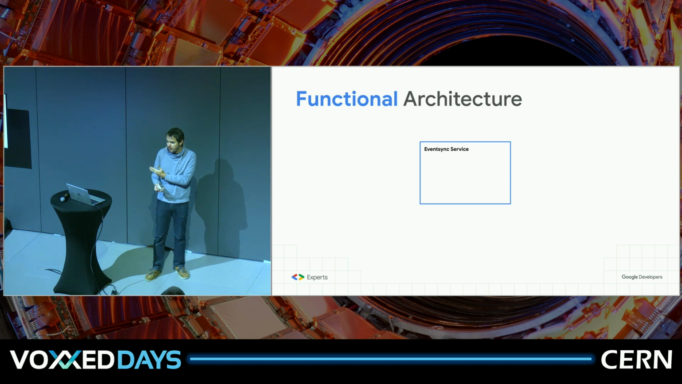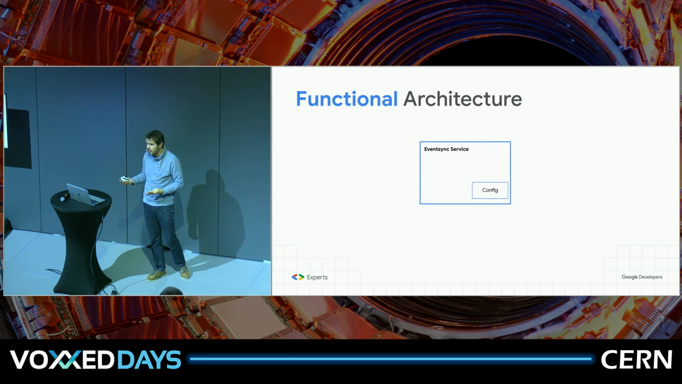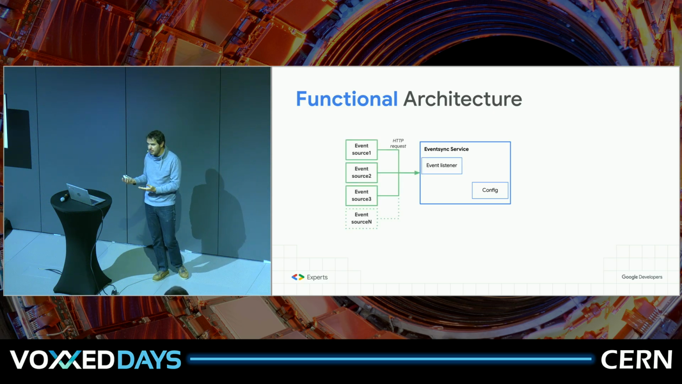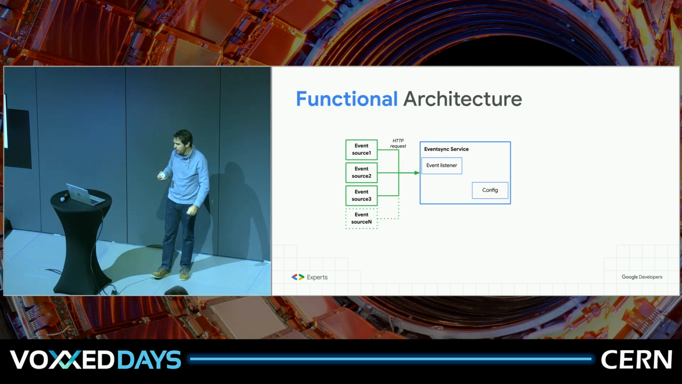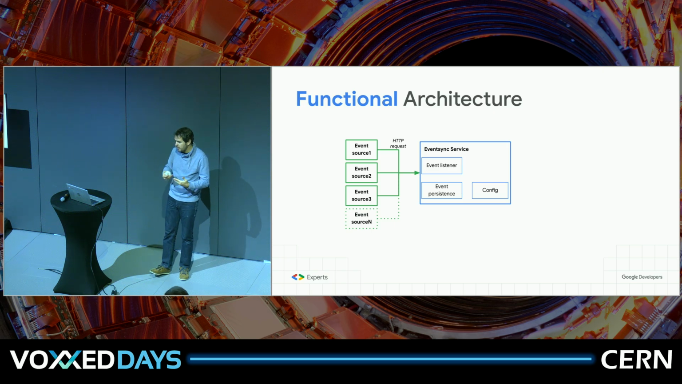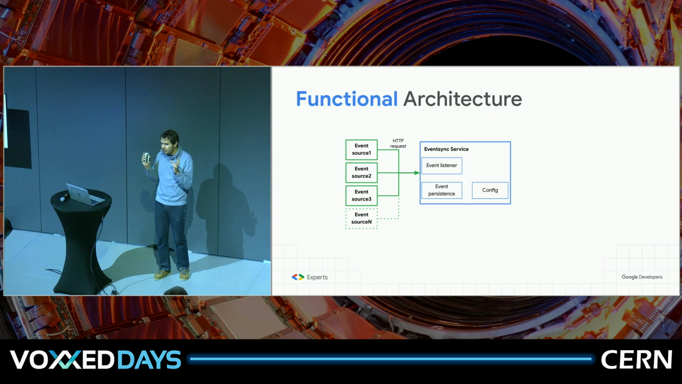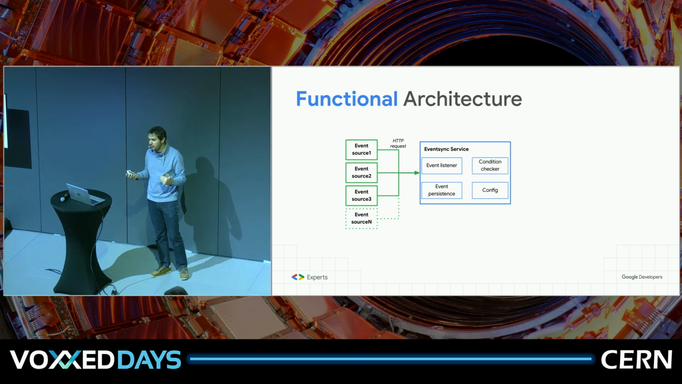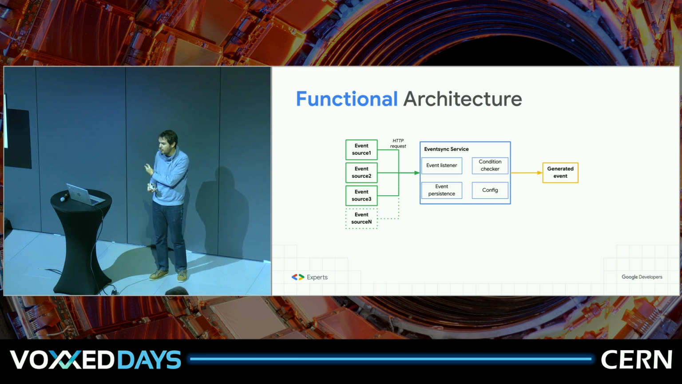The principle of EventSync is to have 4 core components. The first one, you have a configuration, of course, to be able to reuse it many times. You have an event listener, because you need to get some events from multiple sources. You have event persistence, because when you receive events, you need to store them somewhere. And then you have the core, the brain of the service, the condition checker. According to the configuration and the events you receive, you need to check if all the conditions are met, and if yes, you publish a message in output.